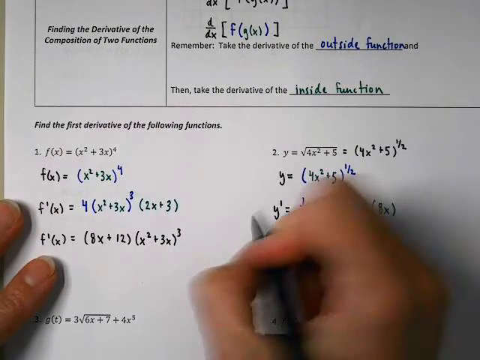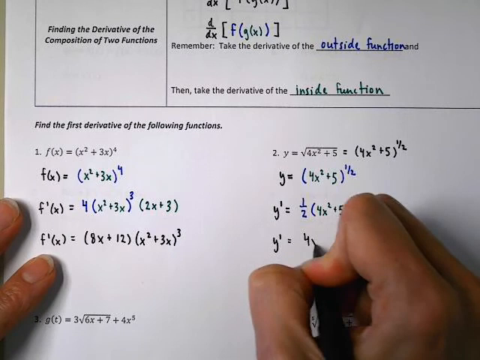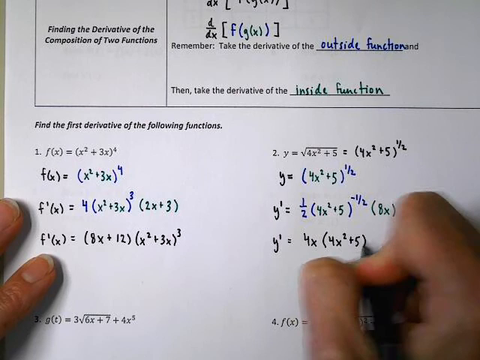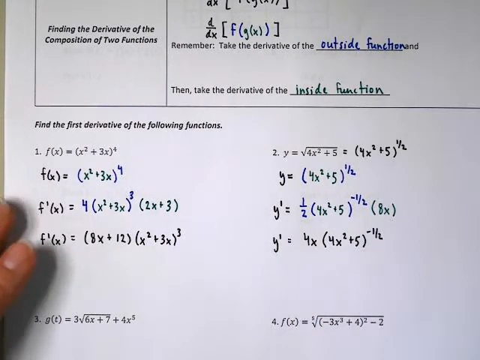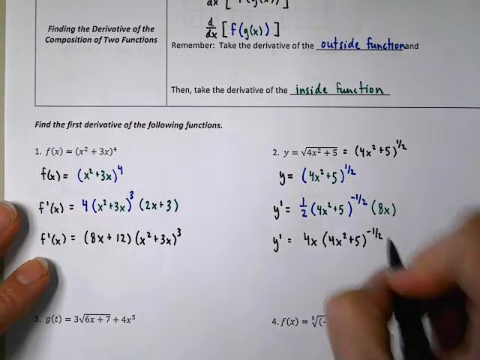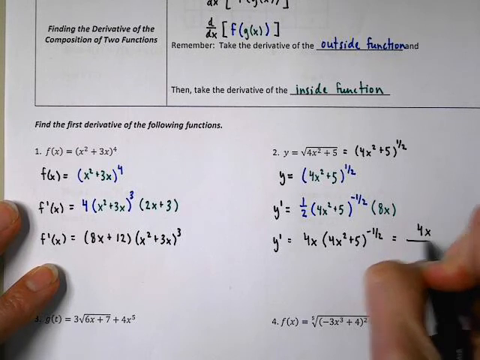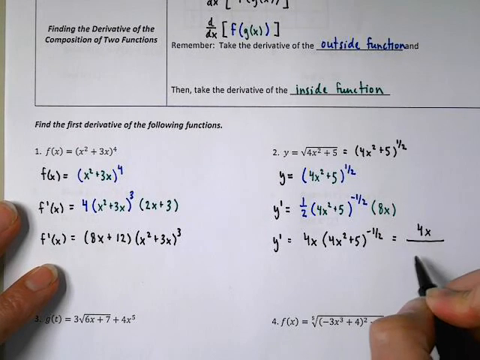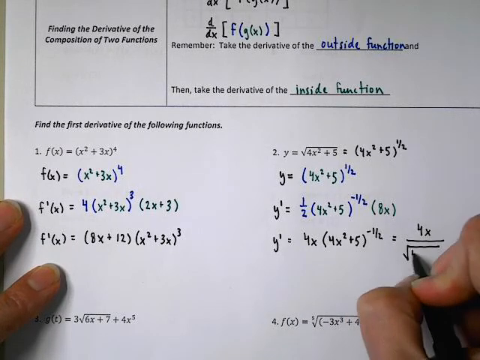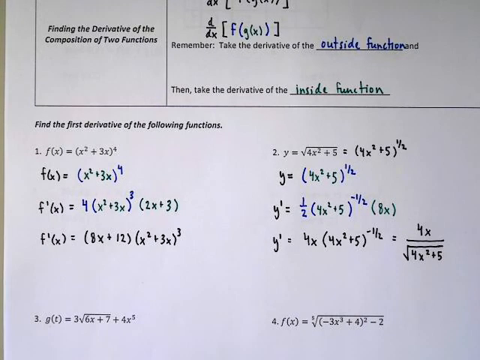I'm just going to go ahead and simplify. I can do 1/2 times 8 will give me 4x, and then I have times 4x squared plus 5 to the negative 1/2. Now, since this had a radical in the problem, I'm going to rewrite the answer with a radical. So my 4x is going to stay up top. To make this a positive 1/2, I would move it down to the denominator, and I'm going to write that as a radical. So 4x over the square root of 4x squared plus 5. It would be my final answer.